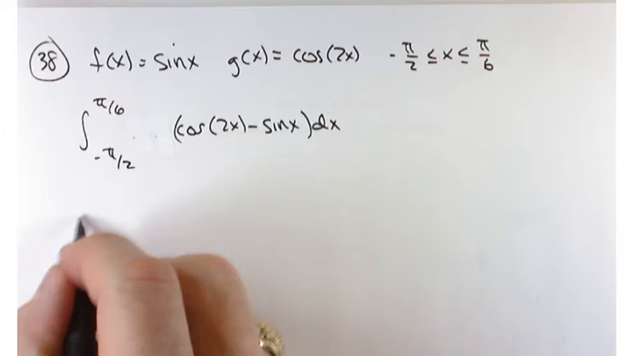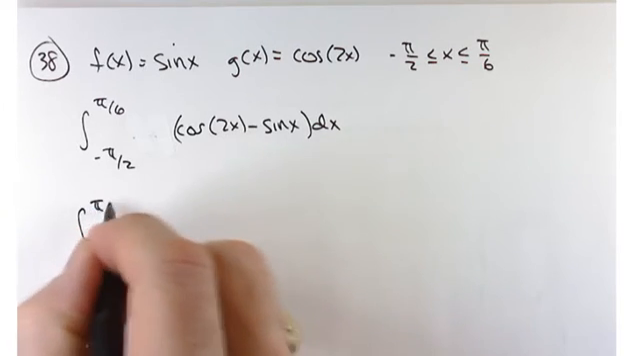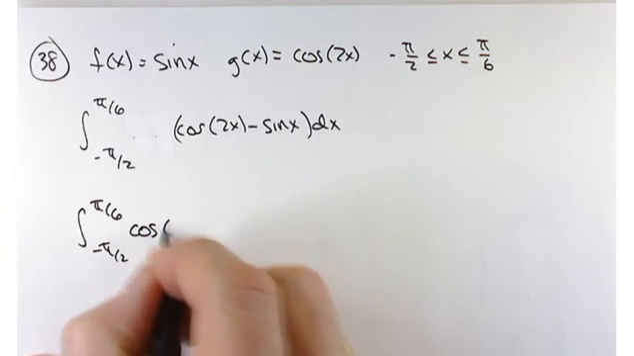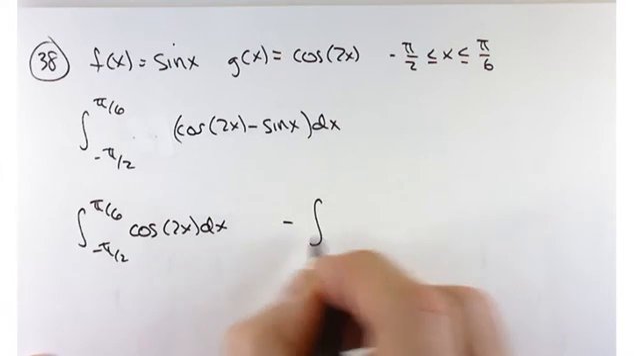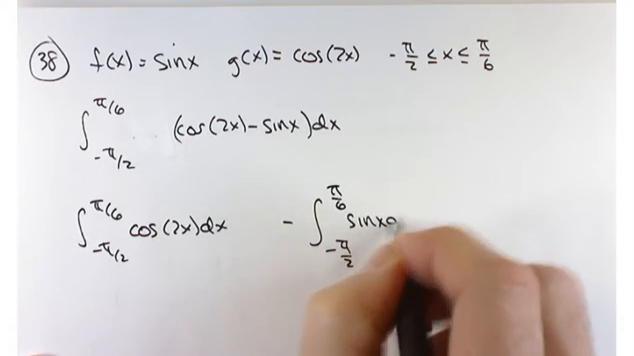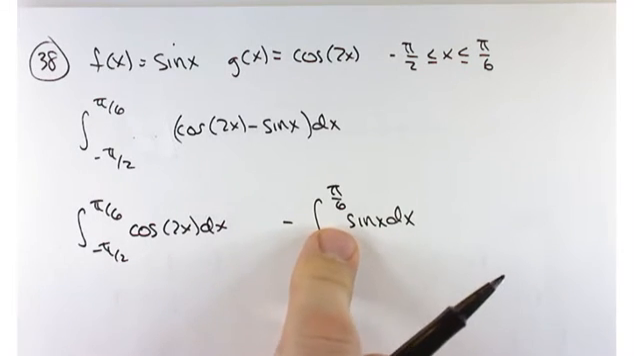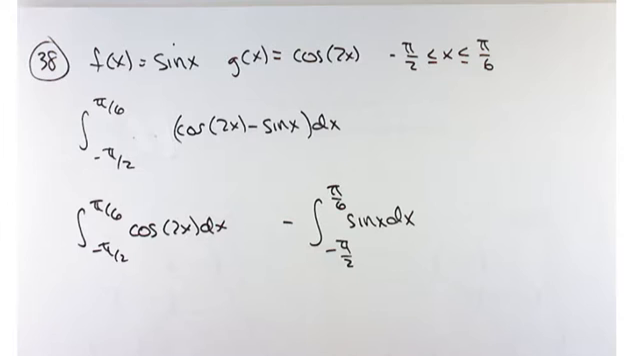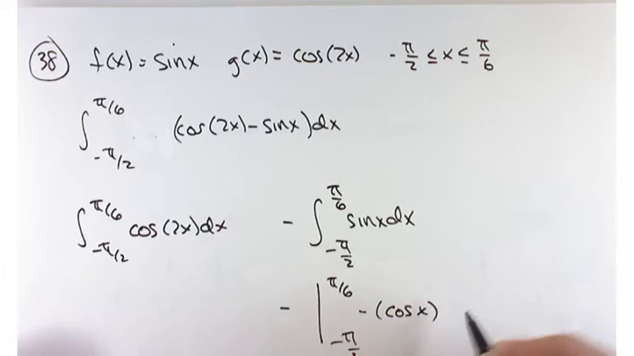So let me break this up. The integral from negative pi over 2 to pi over 6 of cosine of 2x dx minus the integral from negative pi over 2 to pi over 6 of sine of x dx. Why do you think I split this up like this? Anyone? We can integrate this one, right? What's the integral of sine of x? Negative cosine, good. So negative cosine of x.